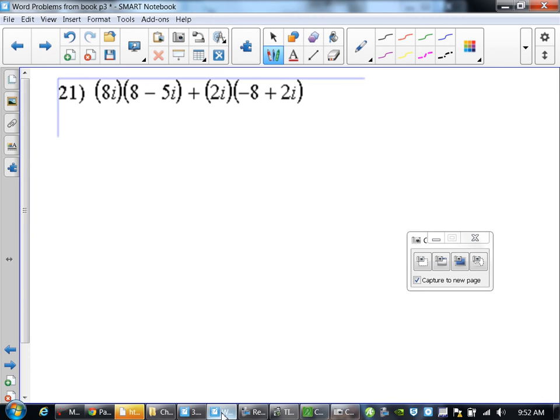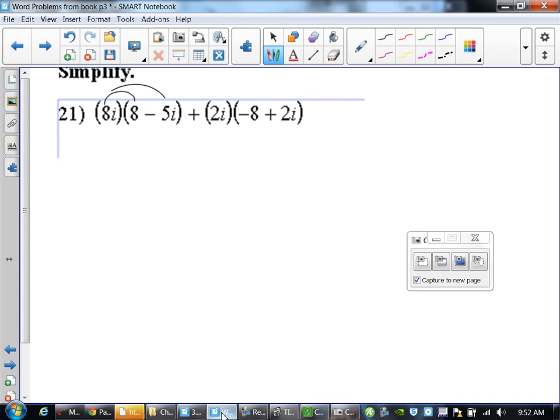We take the 8i imaginary number. Anyway, all this is distributive property. Distribute in both terms. So we have 64i minus 40i squared. And I do that again. Distribute in. I have minus 16i, and then I have plus 4i squared. What is i squared? -1. I squared is -1, so I get 64.